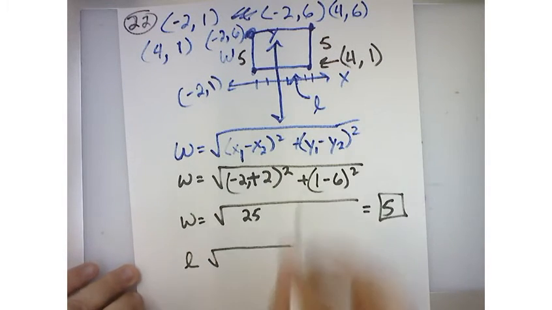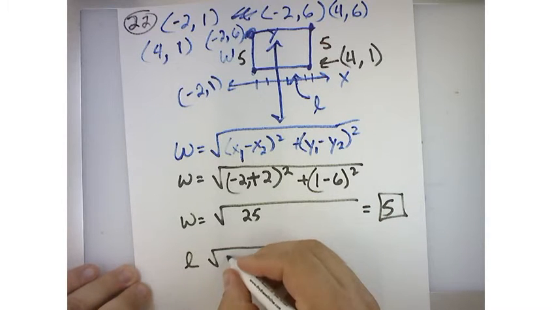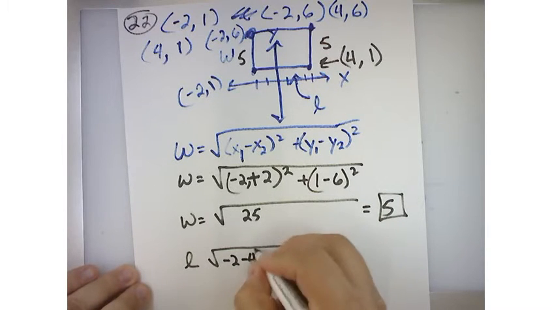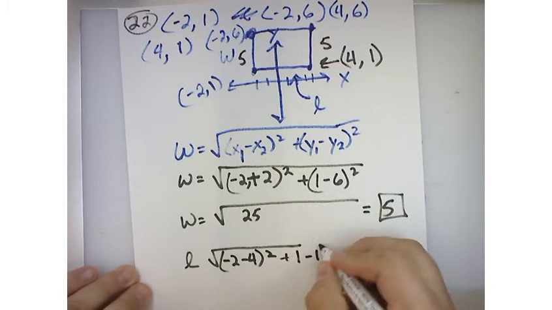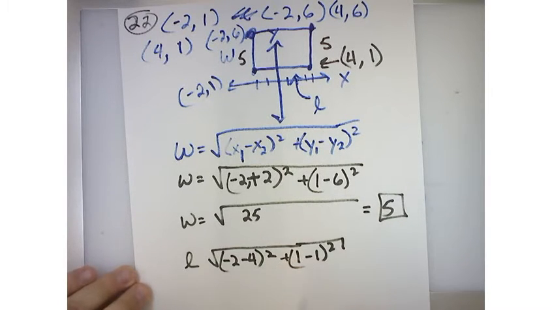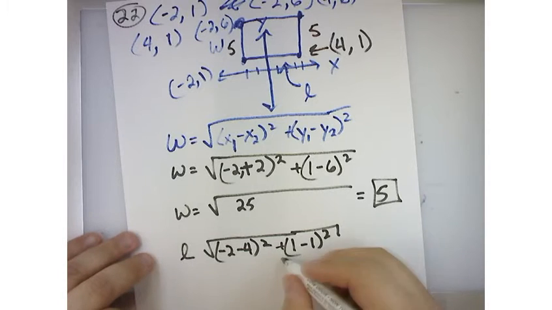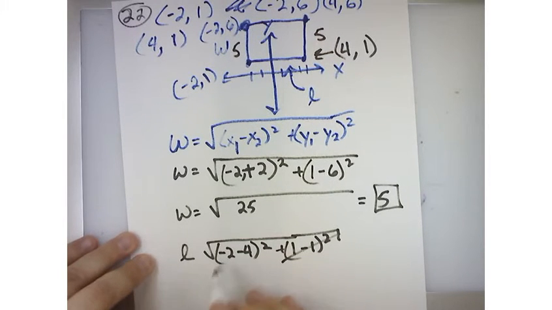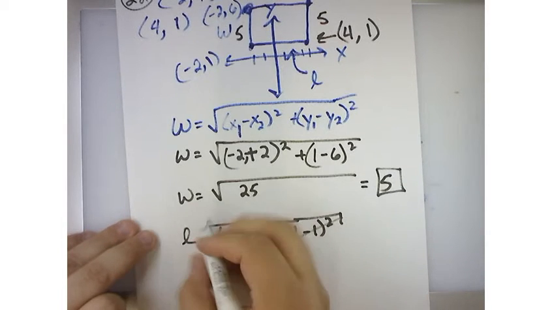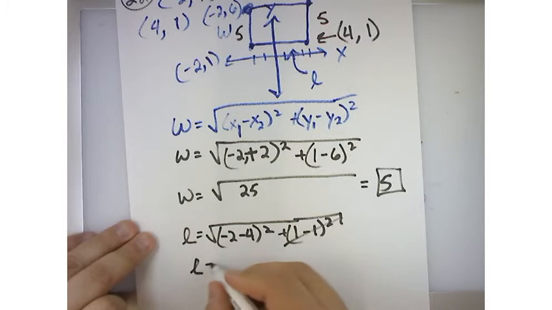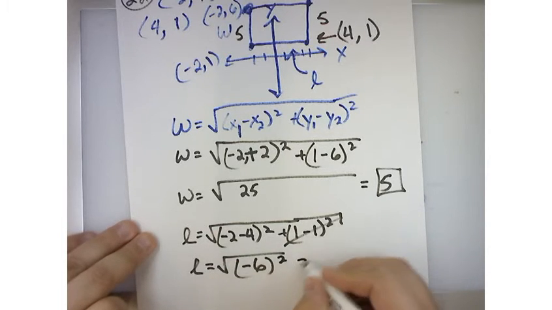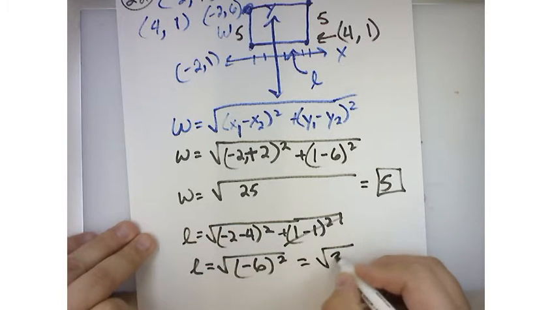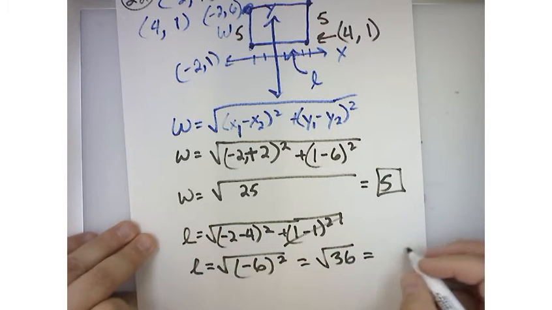But let's go ahead and do the math. If I say -2 minus 4 squared, and then I have +1 minus 1 squared, again, we'll have something that goes to 0. 0 squared is 0. So what's -2 minus 4? -6 squared, which is equal to the square root of 36, which is equal to 6.